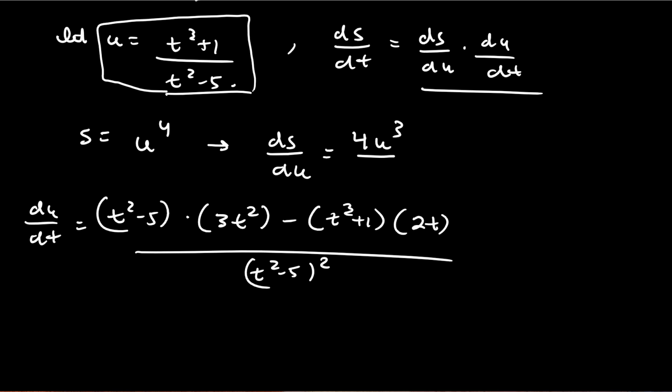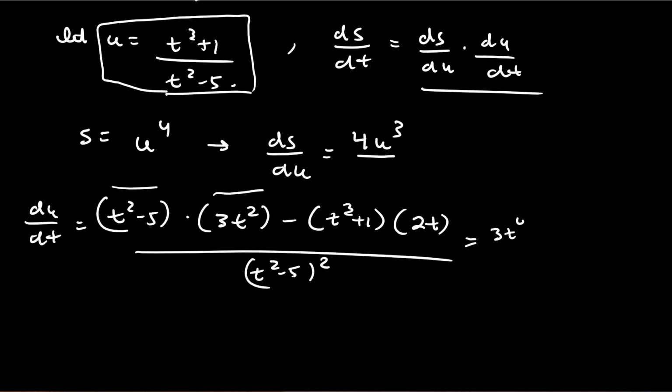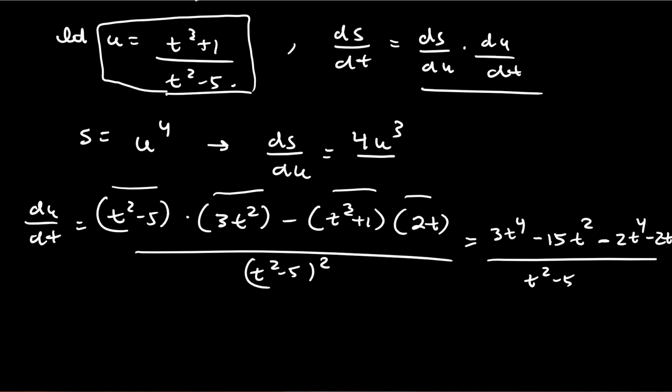Let us simplify this. We have a 3t squared multiplied by t squared minus 5. 3t squared times t squared, that's going to be 3t to the 4th. 3t squared multiplied by minus 5, that's going to be minus 15t squared. And then continuing, we need to multiply this by this. We have a minus sign in front. So 2t multiplied by minus t cubed, that's going to be minus 2t to the 4th. And then we have 2t multiplied by negative 1, that's going to be minus 2t, all over (t squared minus 5) all squared.